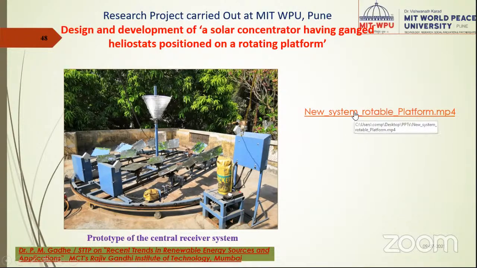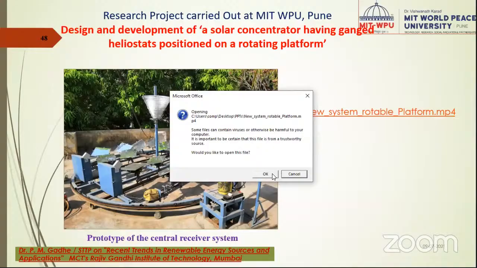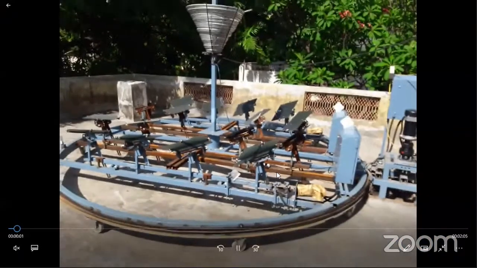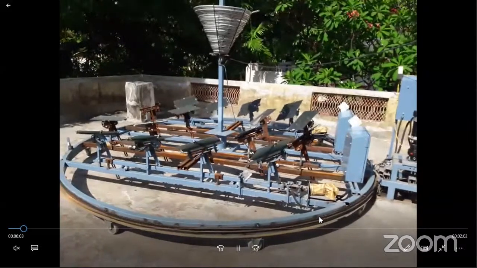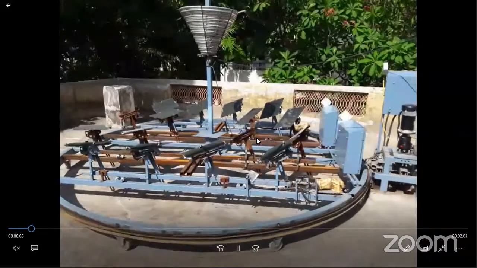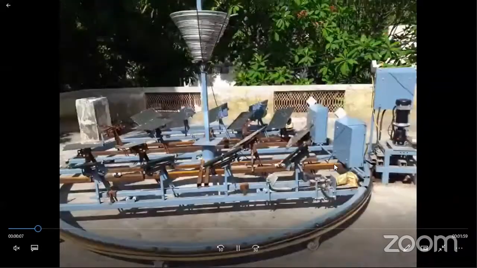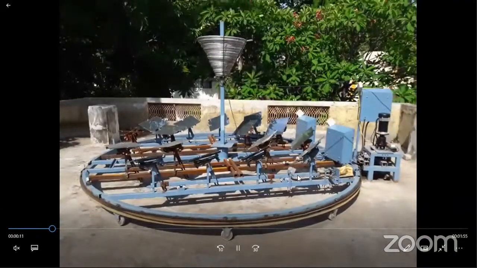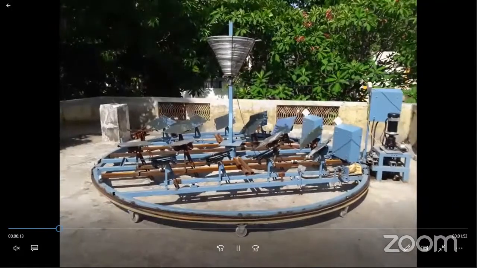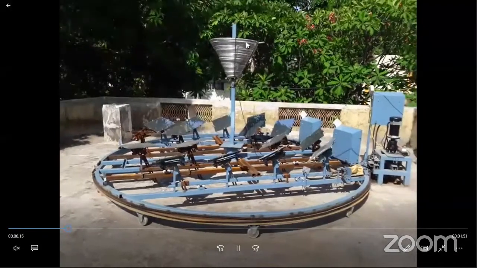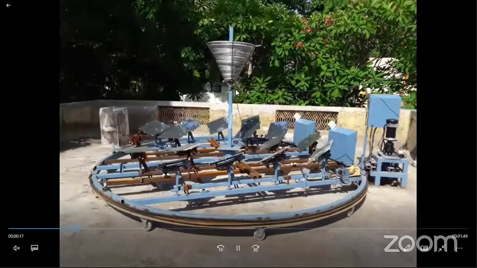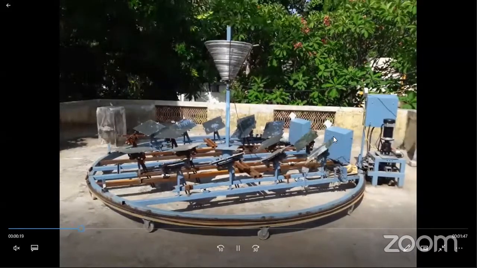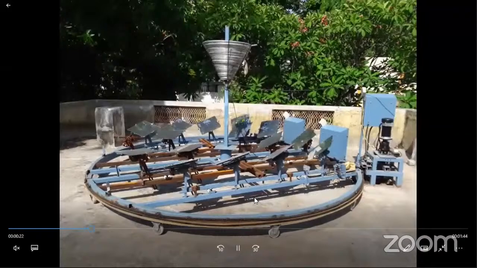I'll just show you the video of this, so you will get the feel of what we are doing at MIT WPU. You can see that this is the rotatable shaft. It is rotated, and accordingly these mirrors are adjusted. So this is the azimuthal drive. It is rotating. So this is the rotatable platform. These mirrors are focused on this tubular receiver. This work is done by my BTech students, and an MTech student is working on the tracking of this.